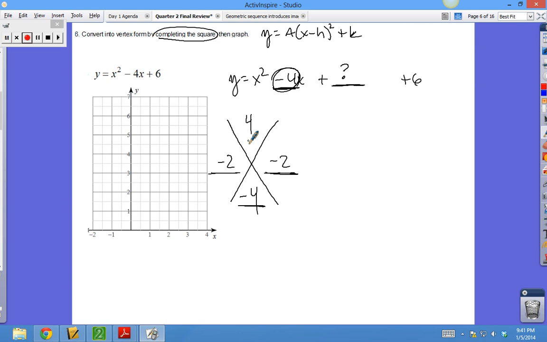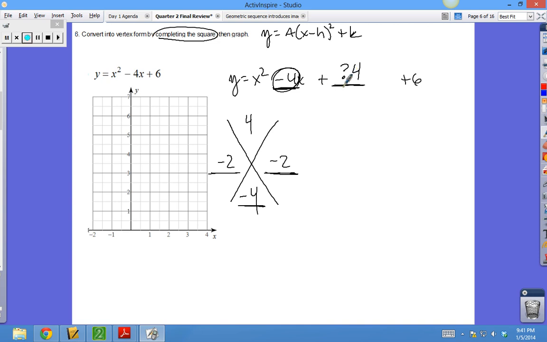So I don't want the 6 they gave me. I want there to be a 4 here. So you just take this b, you cut it in half, and then you square that number. So if this were 6, I would cut that in half and it would be a 3 and a 3. And then this would be 9 because 3 times 3 is 9.